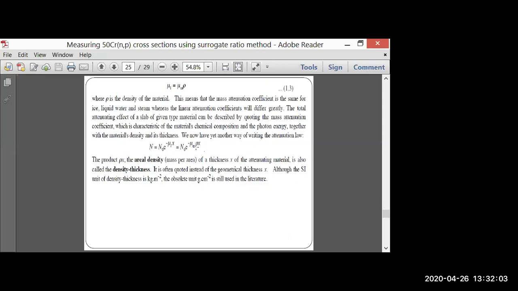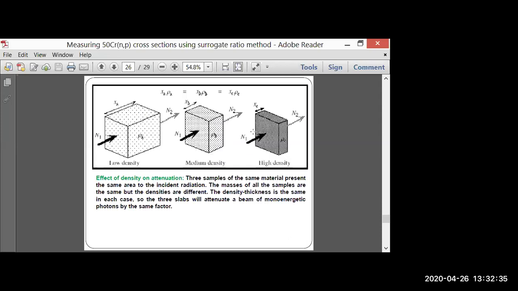So this rho x is introduced intentionally, and I will show you why. This product rho x is known as areal density or mass per unit area. In nuclear physics, we never talk in terms of centimeters of thickness. We talk about areal density, which would be in microgram per centimeter square or milligram per centimeter square. So this is the concept of density thickness, and I will show you the utility of that in the next slide. You see, this is the effect of density on attenuation.